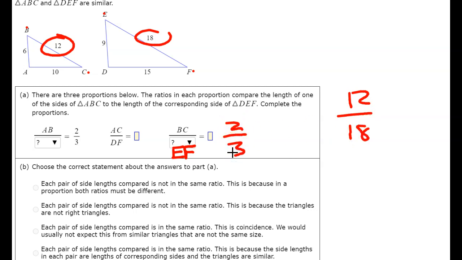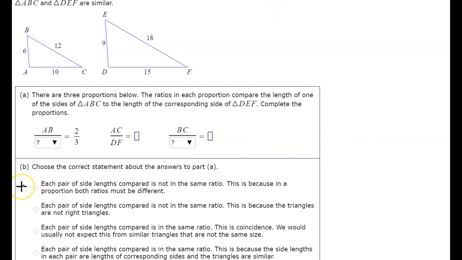Okay, and let's go ahead and do the second part of the problem down below, part B. Choose the correct statement about the answers to part A. So the first statement, you guys, each pair of side lengths compared is not in the same ratio. That's false. The same ratio is 2/3. Let's see, we don't even need to read the rest of that.